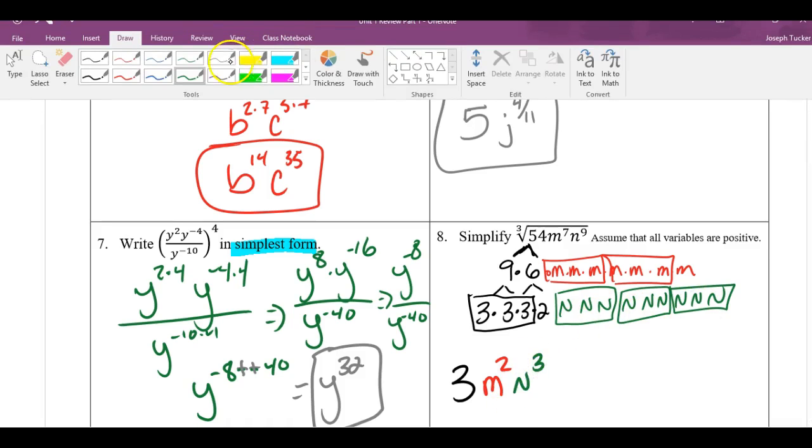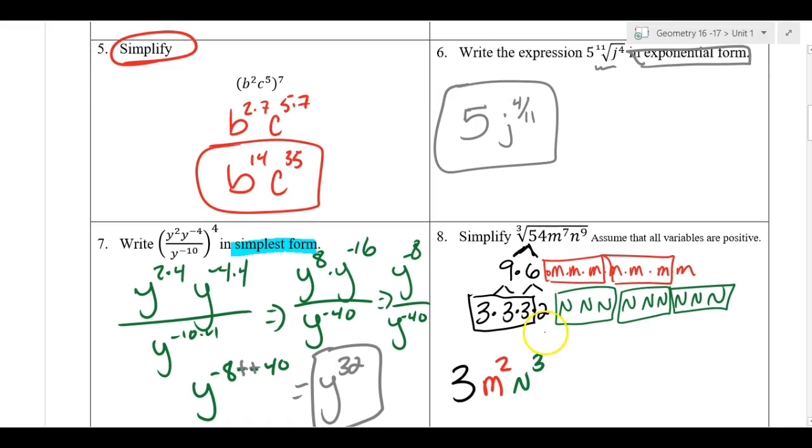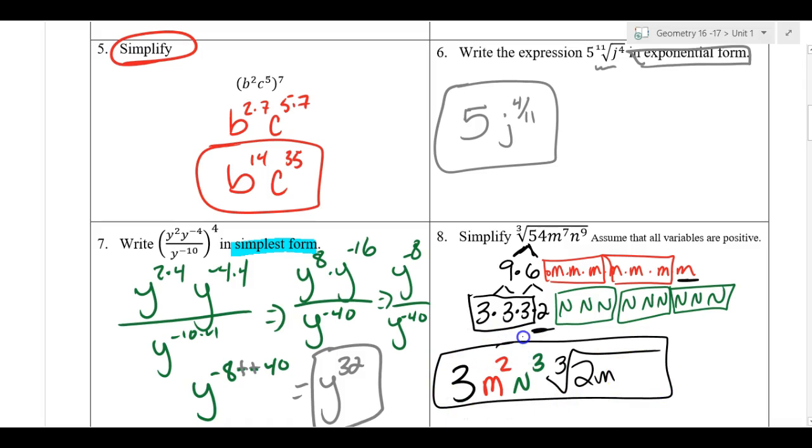Now, if there was nothing remaining, we'd be done. But I have this 2 remaining down here and this m remaining up here. So that means I have to keep my cube root, and I put back in the 2 which is left over and the m which is left over. There are no n's remaining, so there should be no n's inside the radical. These are problems 5 through 8 on your review.